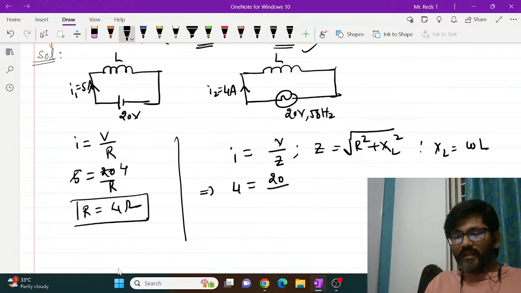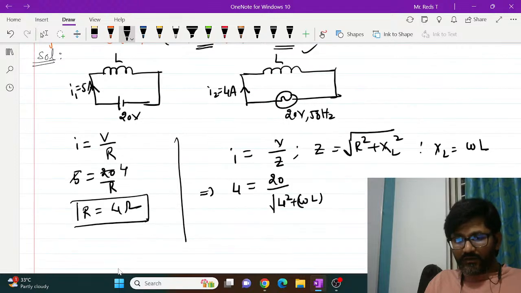omega into L. So Z is the square root of R square plus omega L whole square, you have to substitute in this. R value is anyway 4, so square root of 4 square plus omega L whole square. Now if you cancel and simplify, 20 by 4 is 5. So square root of 4 square plus omega L whole square is 5.